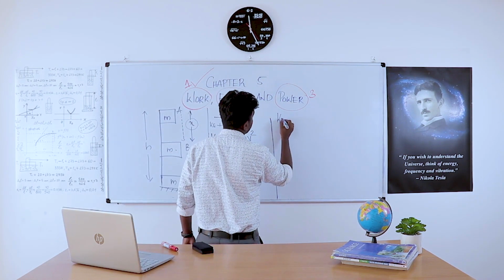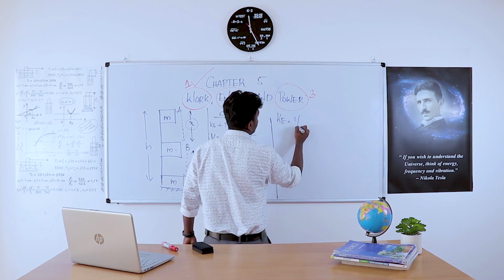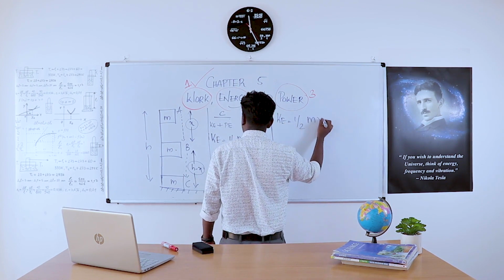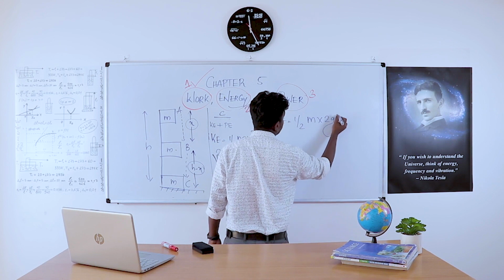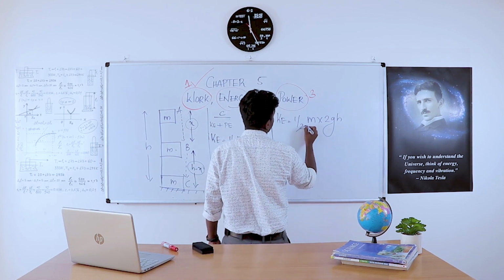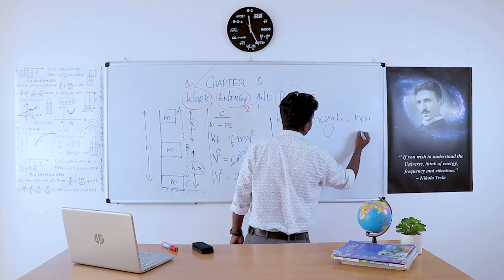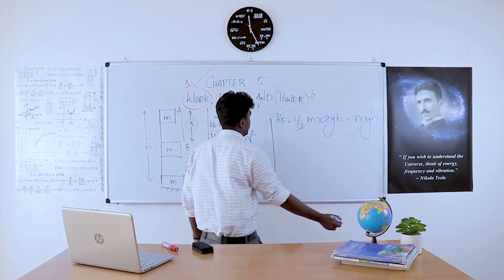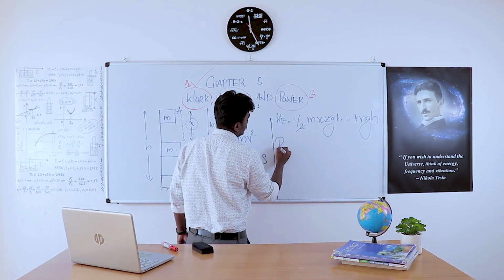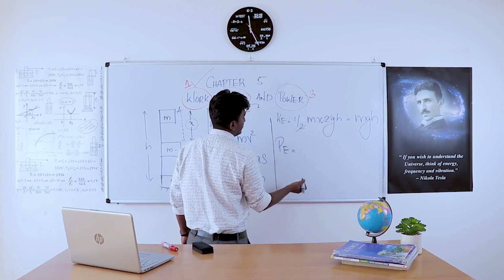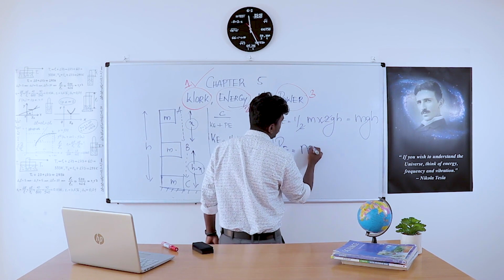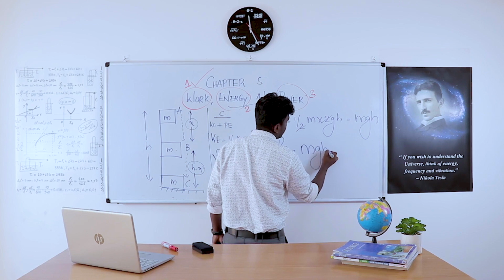Then kinetic energy is equal to half into m into 2gh. The 2 and 2 cancel each other, then it becomes mgh. Now we need potential energy. The equation for potential energy is mgh.